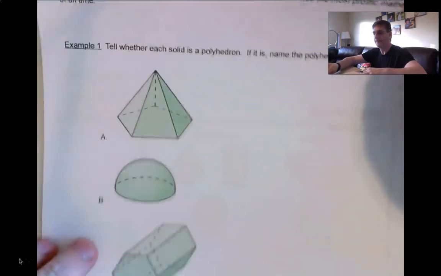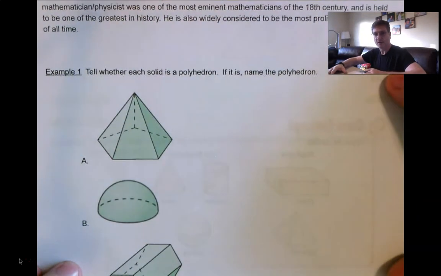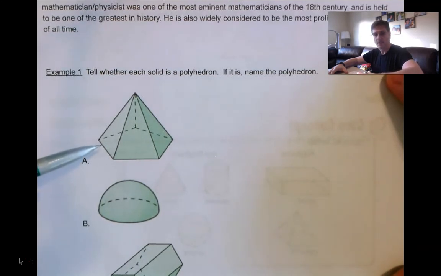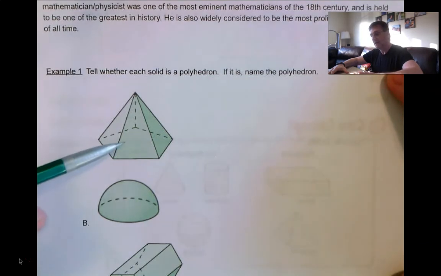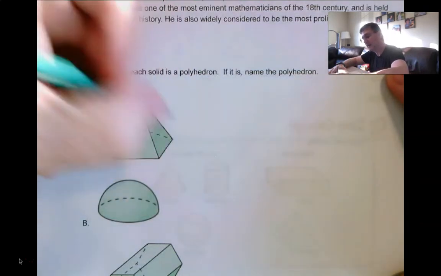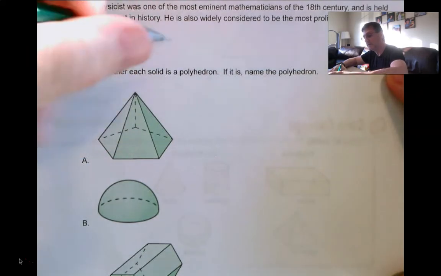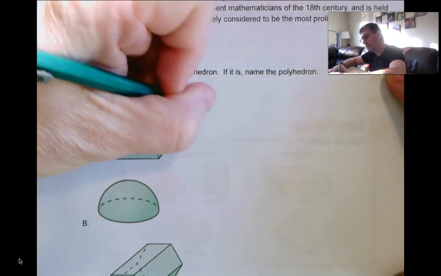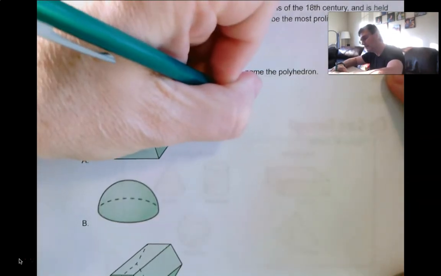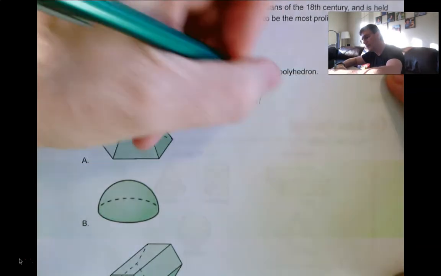Example 1. Tell whether each solid is a polyhedron. If it is, name the polyhedron. So a polyhedron is defined by having polygons for all of the sides, all the faces have to be made up of polygons. These lateral faces are all isosceles triangles. The bottom face here is a pentagon. So it is a polyhedron. Yes. And what is it? It is a pentagonal pyramid.